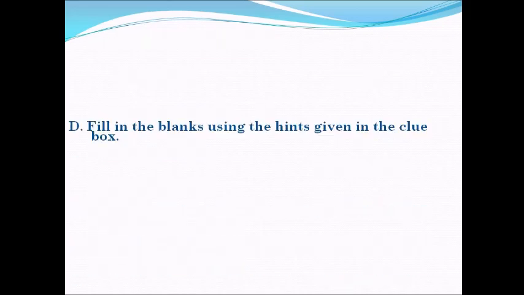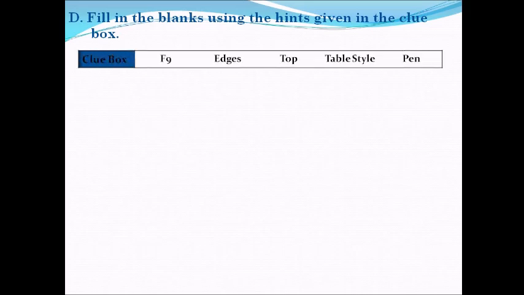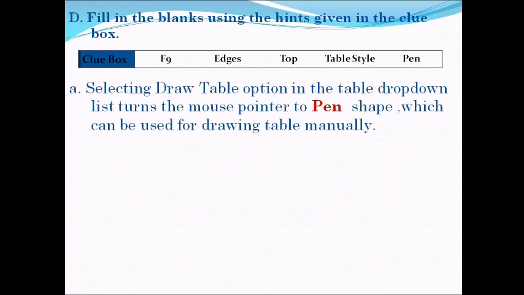Then the next, D, fill in the blanks using the hints given in the clue box. So this is our clue box: F9, edges, top, table style and pen. First, selecting the draw table option in the table drop down list turns the mouse pointer to a dash dash shape which can be used for drawing the table manually. So the answer is pen shape.